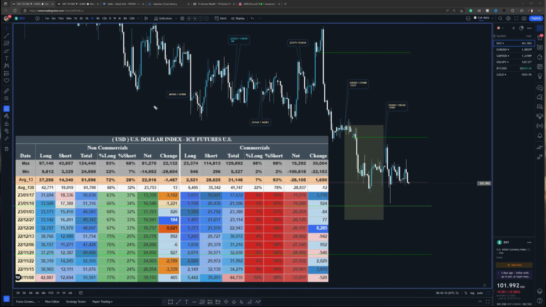So we start as usual with the dollar index and we will look at the COT data. We obviously have a downtrend and we are coming into quite a strong level in here. I will show you later on the chart. And in my opinion, we will visit these levels soon.